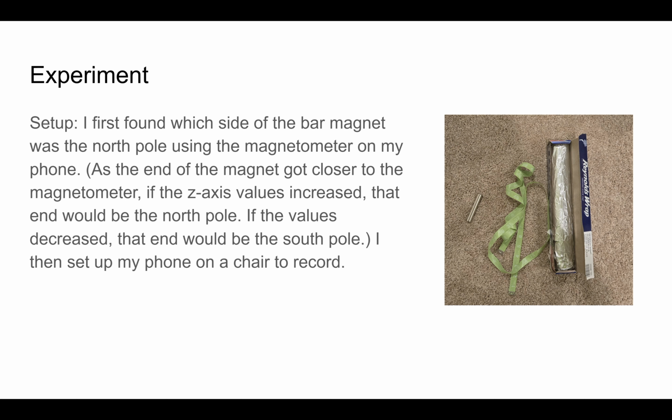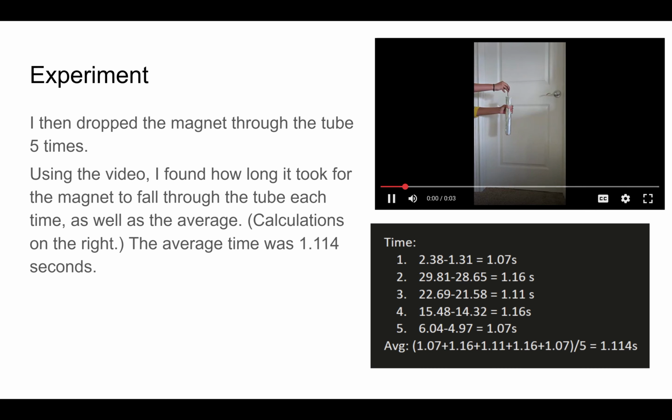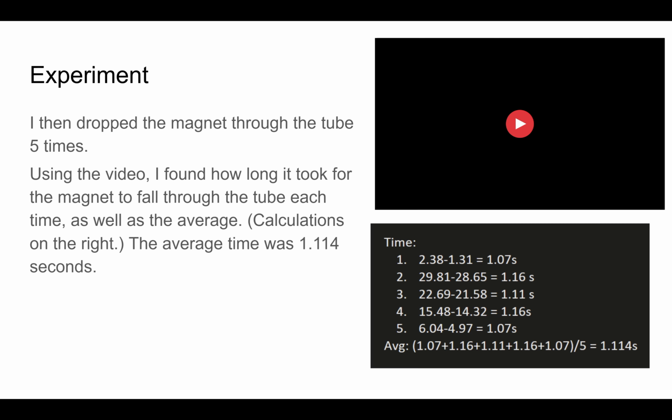And then I set up my phone on a chair to record. And here on the right you can see one of the recordings I did. I dropped the magnet through the tube 5 times, and then using the video I found how long it took for the magnet to fall through the tube each time, as well as the average time it took. You can see my calculations on the right at the bottom here, and the average time was 1.114 seconds.